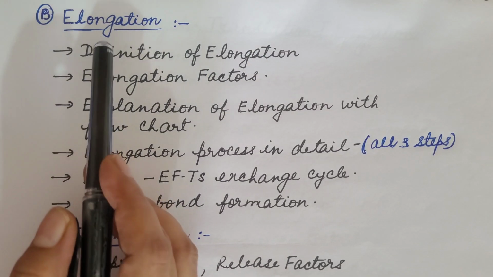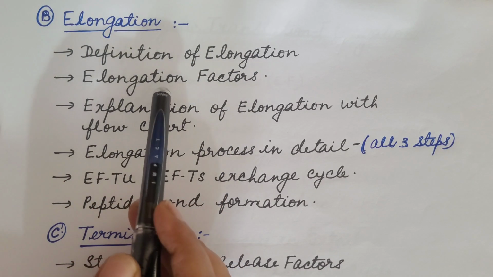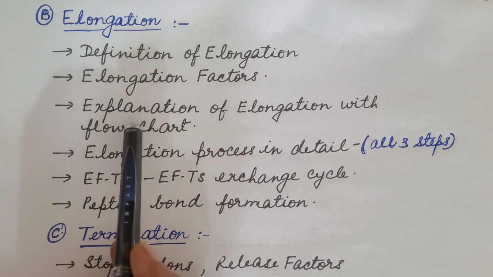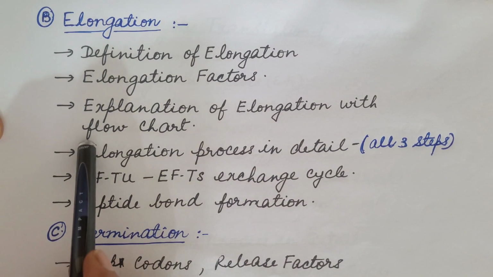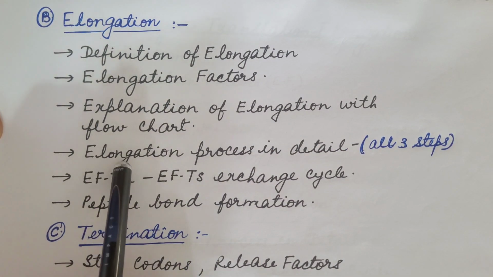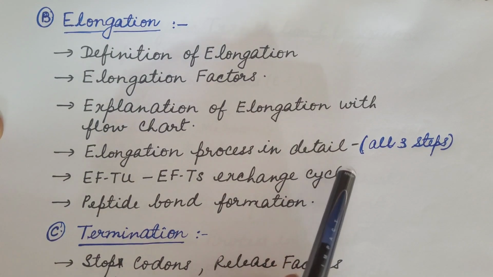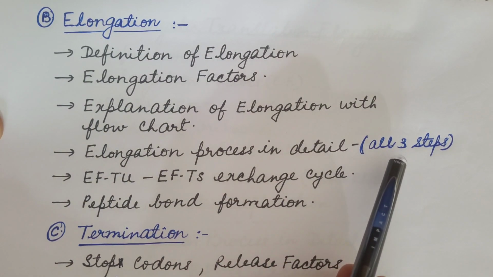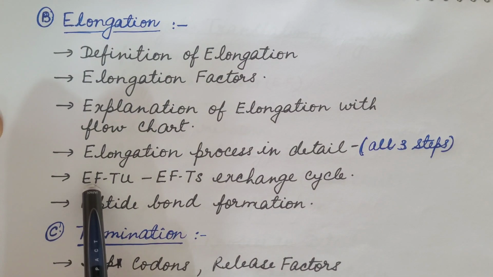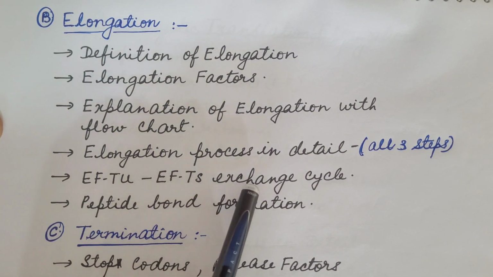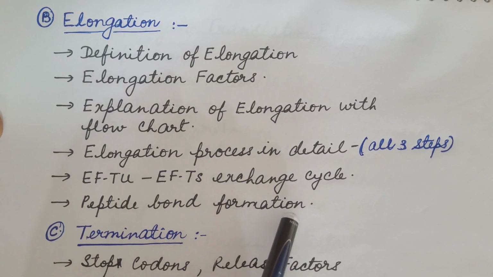Under elongation, we will discuss the definition of elongation. Then we will see elongation factors. We will see the explanation of elongation with the help of a flowchart. We will discuss the elongation process in detail, all the three steps involved in elongation. Then we will discuss the EF-Tu, EF-Ts exchange cycle. We will also discuss peptide bond formation.